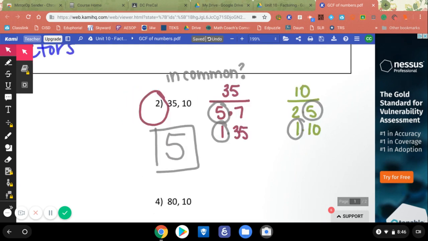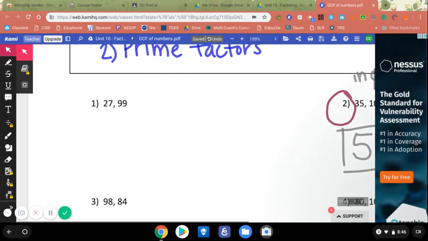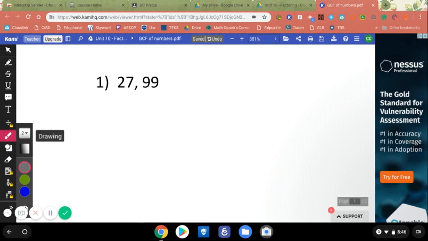So we just answered question number 2. We just found our greatest common factor. So look at problem number 1. I have 27 and 99. Well, let's start with 27. We're okay. We can figure that out.